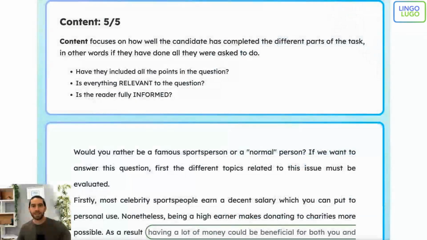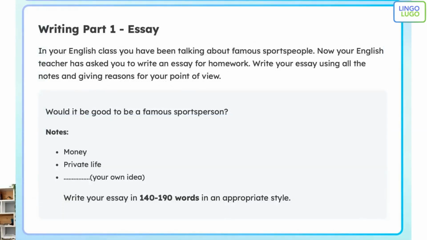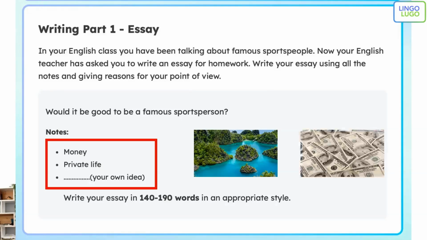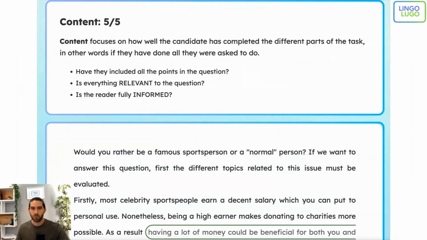First up is the content category. If you look back at the question, you can see there are 3 things you must include. 2 are given and 1 is your own idea. This idea needs to be logical and not connected to the 2 ideas given. If your idea is, I would buy an island in the Caribbean, it's too similar to the first idea because you would need to spend a lot of money. And also it's not relevant. So it's really important that the idea is relevant.